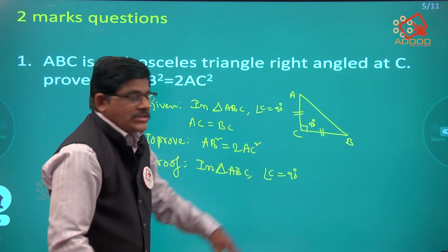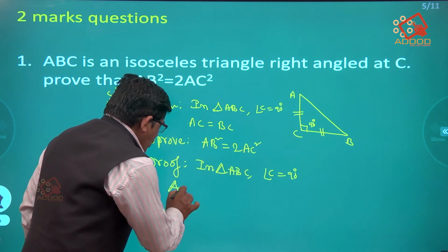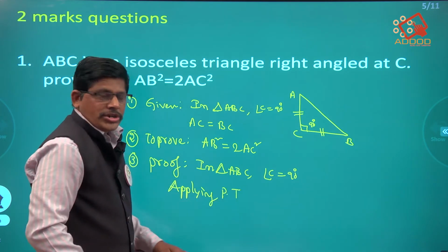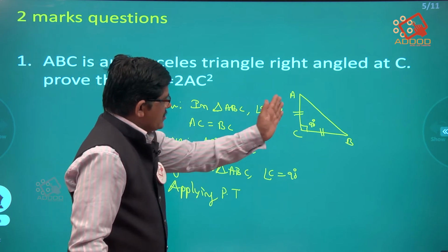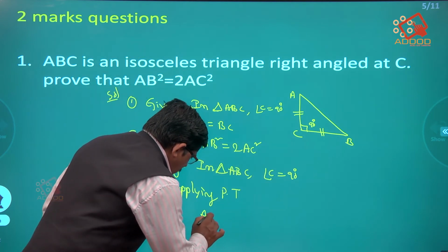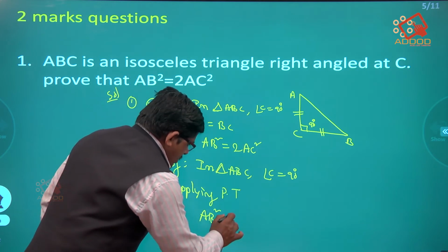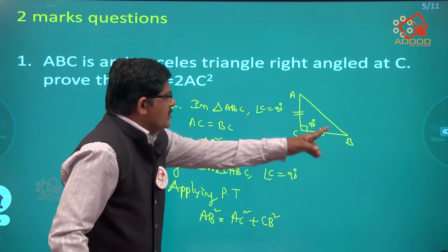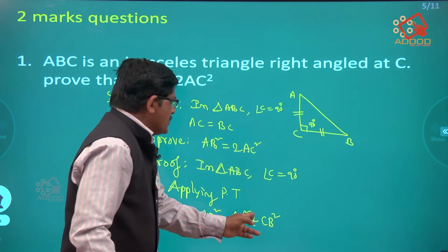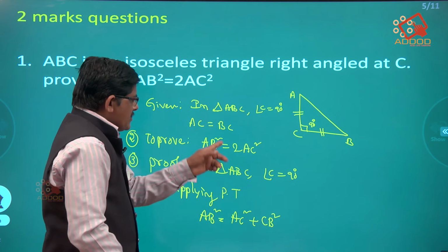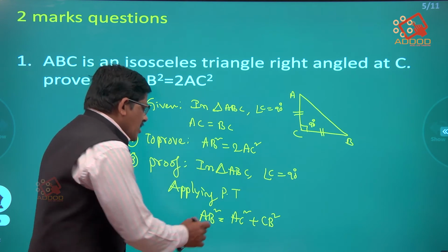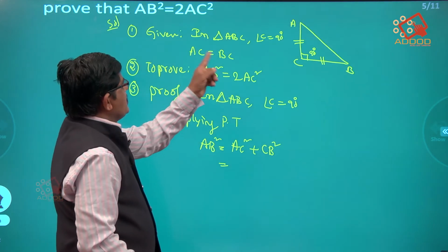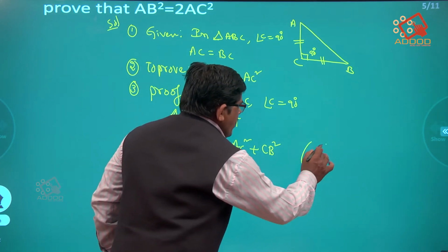Applying the Pythagoras theorem, PT for short, AB square is equal to AC square plus CB square, or BC square. In this condition, given AC is equal to BC. Therefore, AC length is equal to BC length. AC is equal to BC, given.